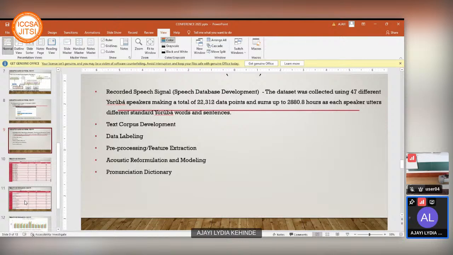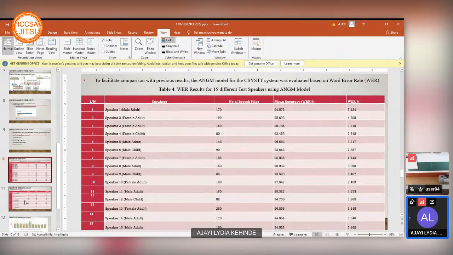And then you have the pronunciation dictionary. So after then, we went through 3 different processes. We have the training, the testing, and the validation.